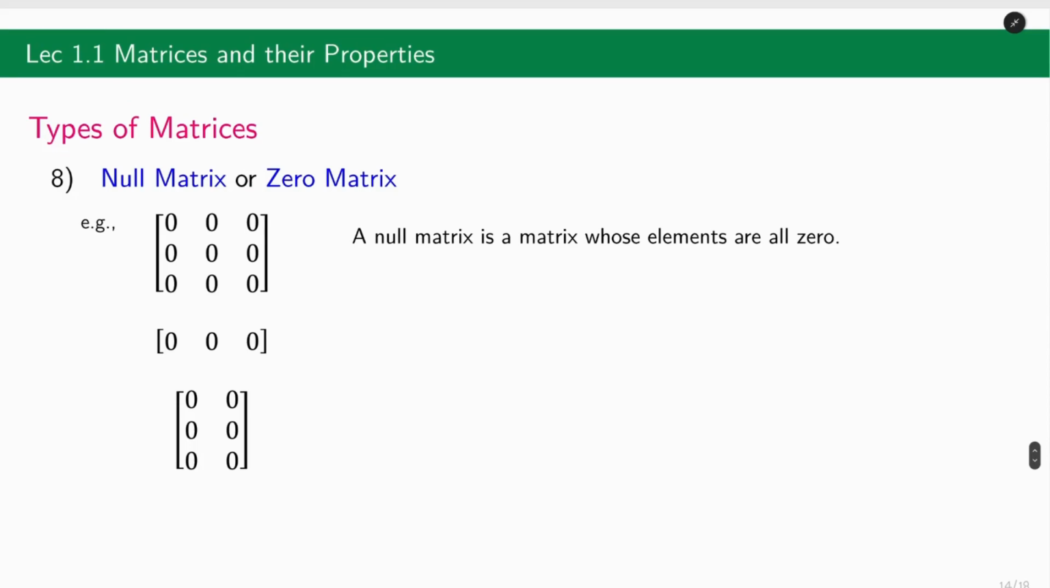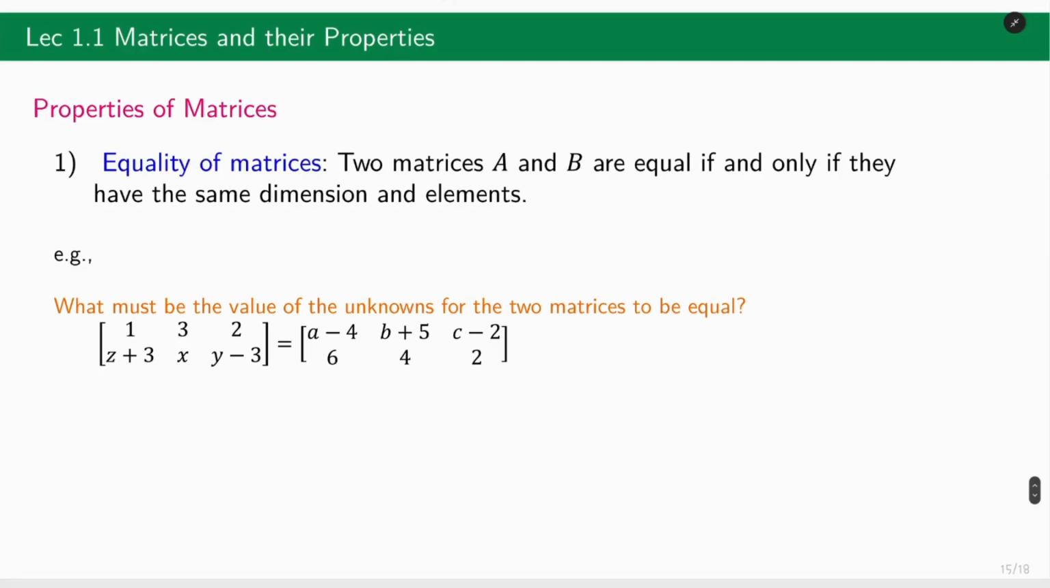8th, we have the null matrix or the zero matrix. This one is the easiest of all. A null matrix is a matrix whose elements are all 0. Next, let's have the properties of matrices. We have the equality of matrices. Two matrices A and B are equal if and only if they have the same dimension and elements. Example, what must be the value of the unknowns for the two matrices to be equal?